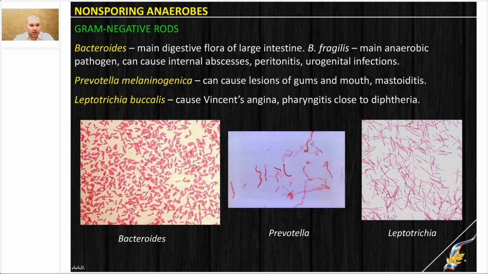We have Prevotella and Leptotrichia, a few bacteria known, again, for infections of gums and mouth. And Leptotrichia can cause a disease which resembles diphtheria by clinical presentation. It is called Vincent's angina, and it can have some unique medical significance.